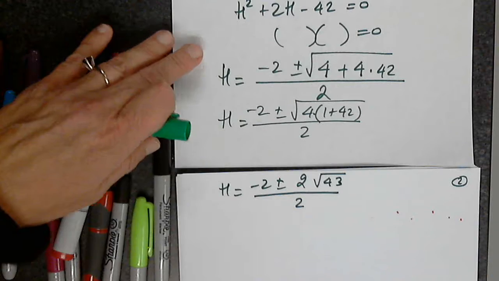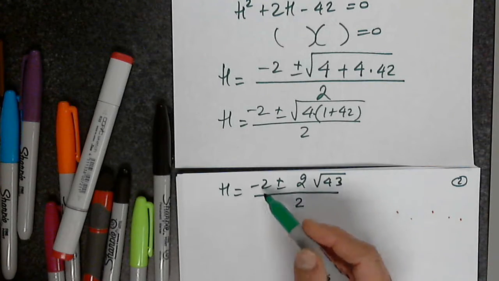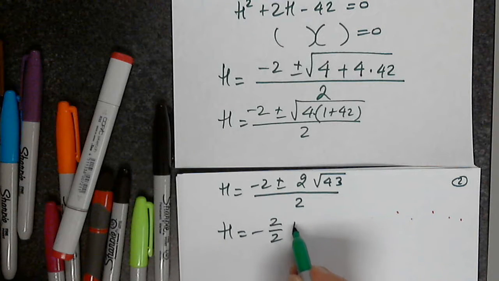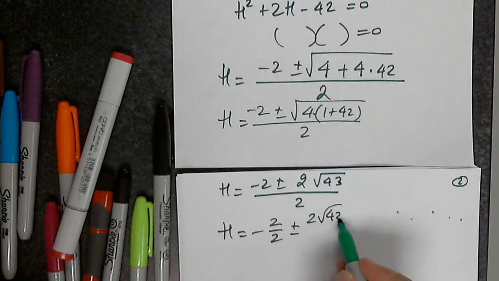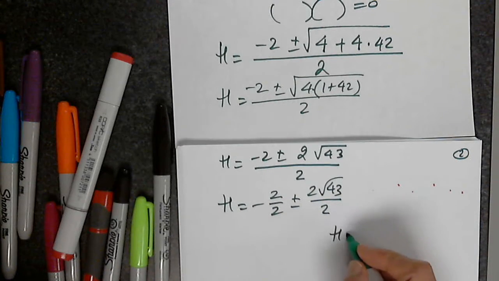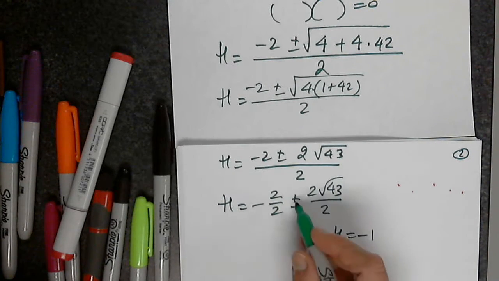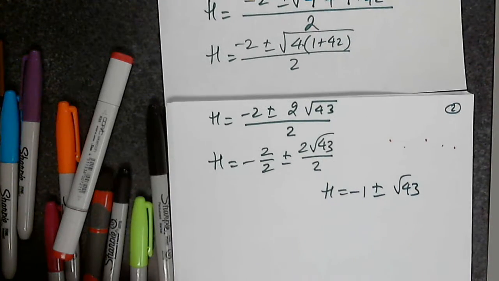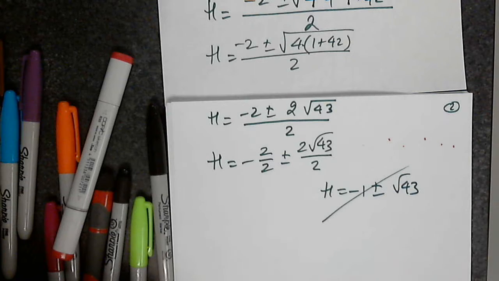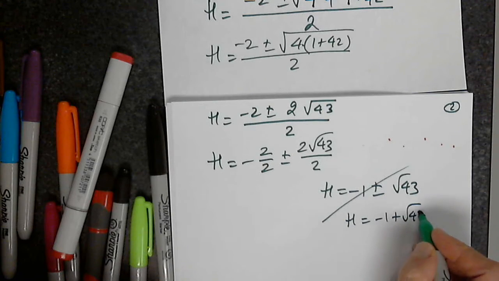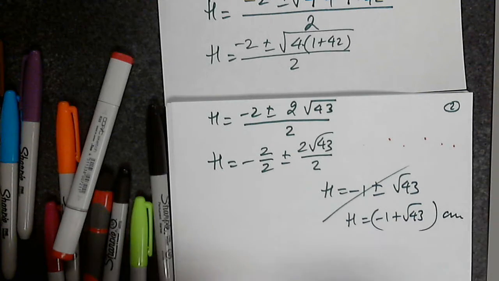I will not cross out anything here. I cannot. But what I can do is separate it. Negative 2 over 2 plus or minus 2 square root of 43 over 2. So then h becomes negative 1 plus or minus the square root of 43. However, one of these two cannot be accepted. It's the one with minus. So h equals negative 1 plus the square root of 43 centimeters.